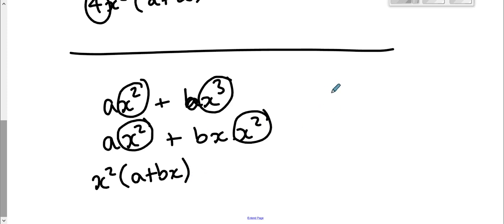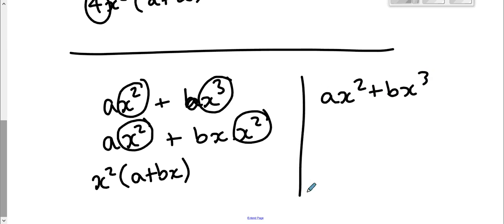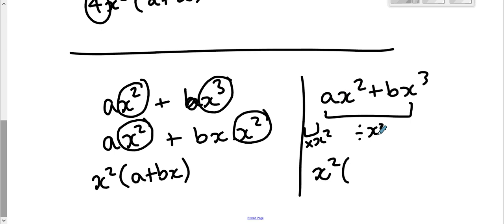Now, using my division method, ax squared plus bx cubed, we'll do this again over here. You can see that both of these are divisible by x squared. So if I divide by x squared, I'll need to multiply by x squared as well to compensate. Now, I'm going to create an x squared term here, and if I divide that by x squared, I get a, and if I divide that by x squared, I get bx. So you can see that by dividing by this and multiplying by that, I can factorize it out in the simplest possible form.